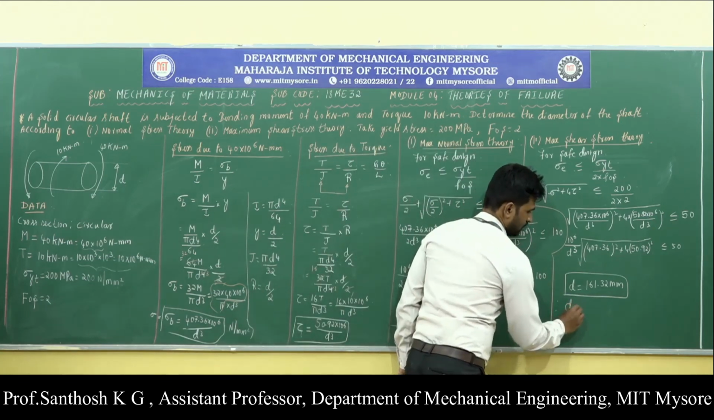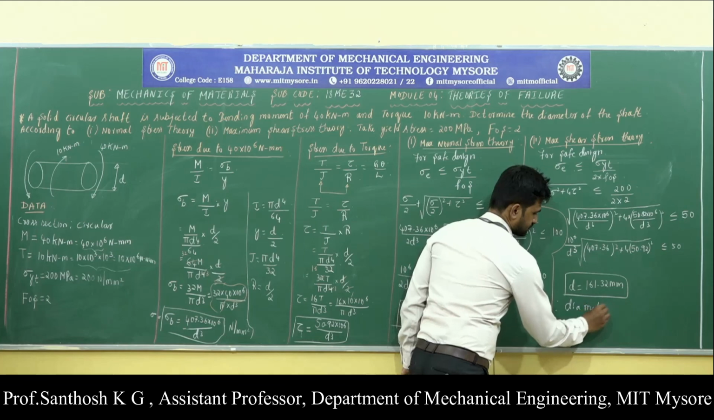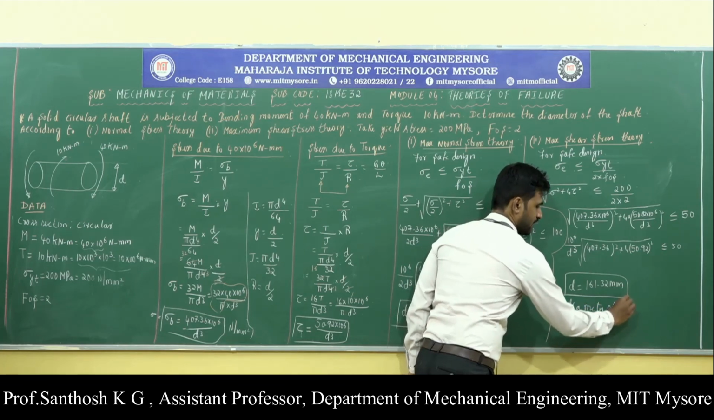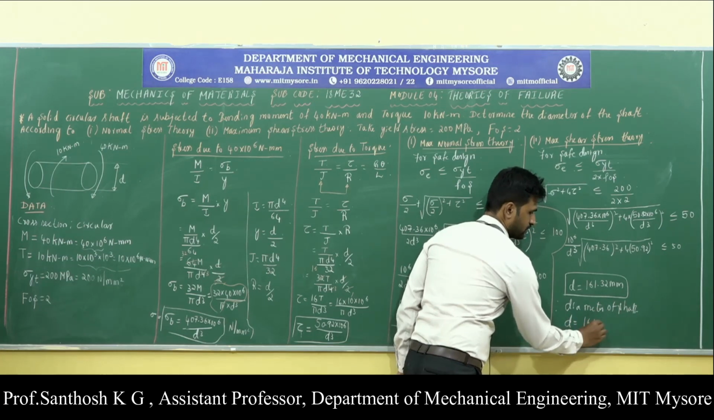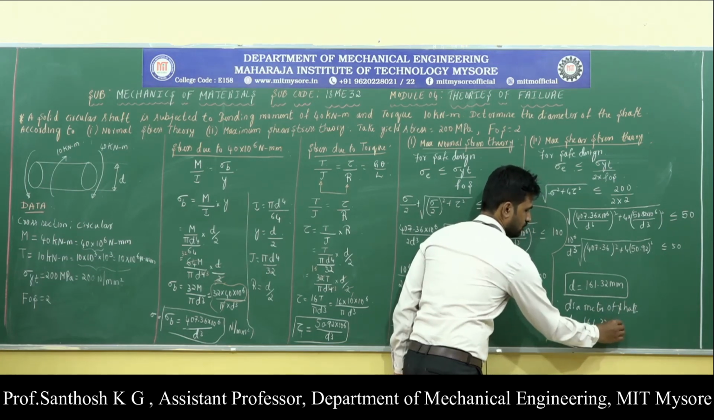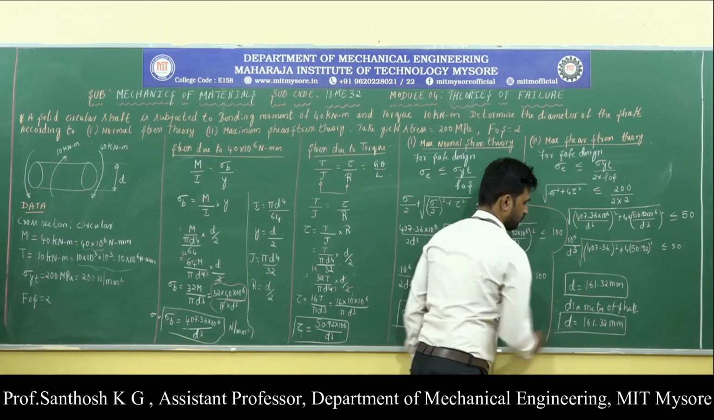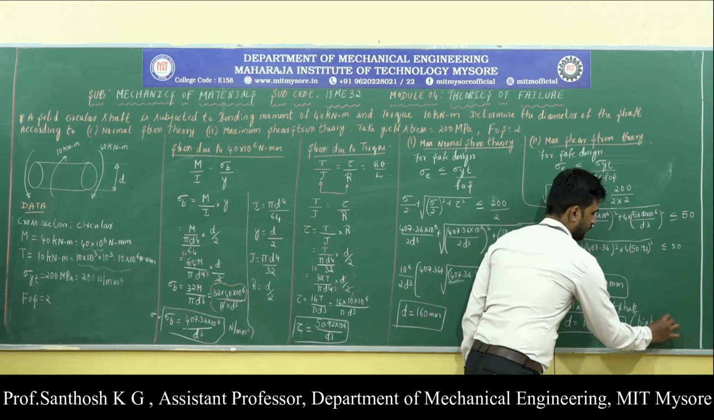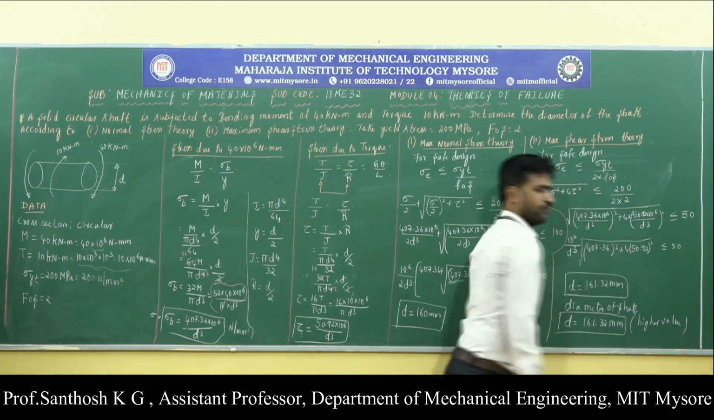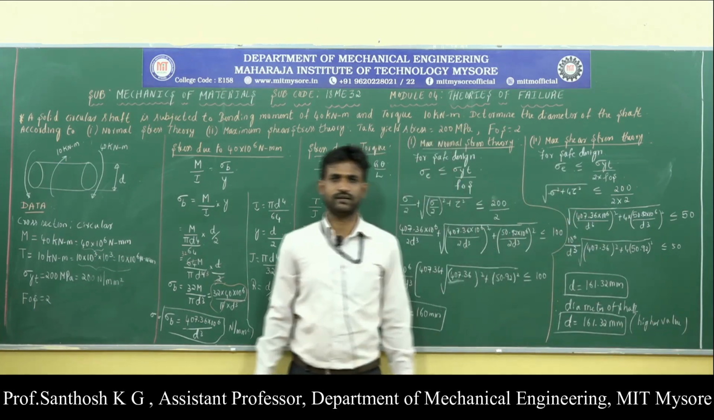Therefore, the diameter of the shaft D equals 161.32 millimeters. So, here 161.32 is the higher value of the two diameters we are having.